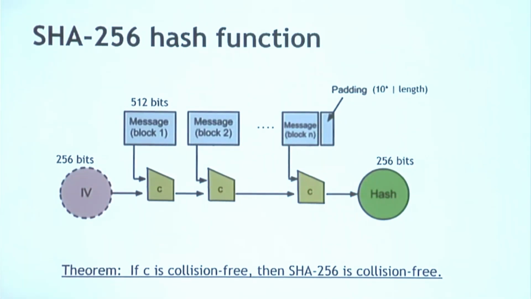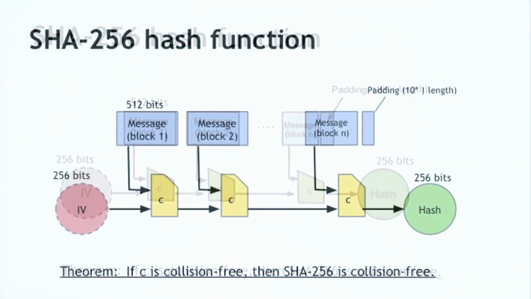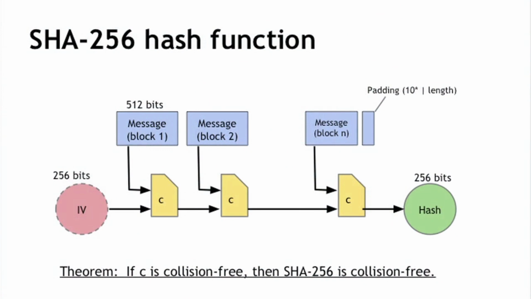That's a 256-bit value. And it's easy to show that if this function C, this compression function, is collision-free, then this entire hash function will also be collision-free.